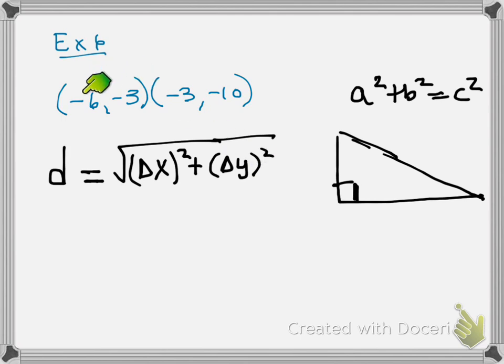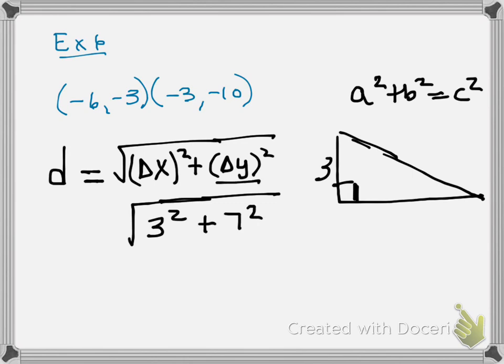So let's see, how far apart are my x's? How far is it from -6 to -3? Well, they are 3 units apart. So if you're using the distance formula, that means for change in x, you would put a 3. Or if you're using the Pythagorean theorem, you could put a 3 right there. How about this? How far apart are -3 and -10? -3 and -10 are 7 units apart. That's the change in y. So that's a 7 squared, which you could put a 7 right here.